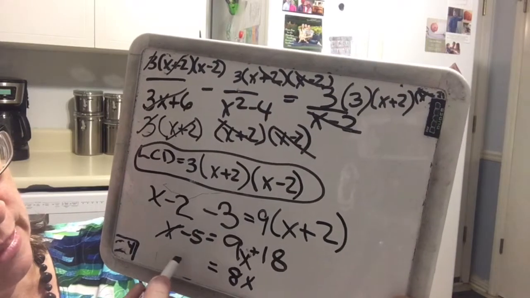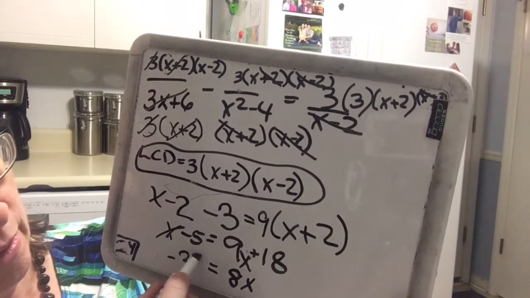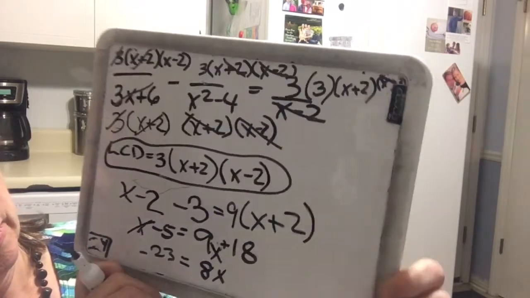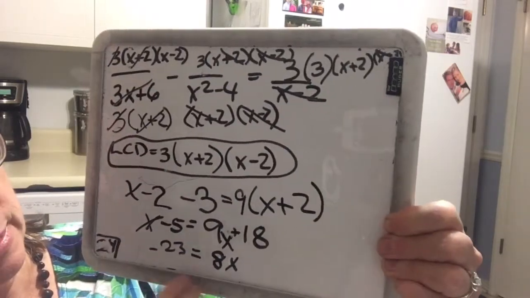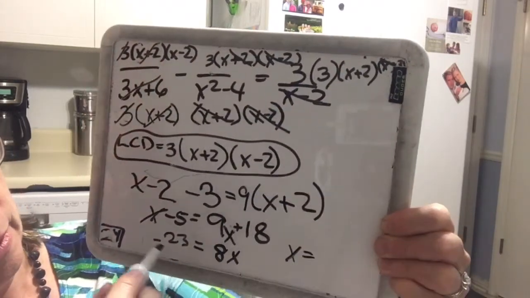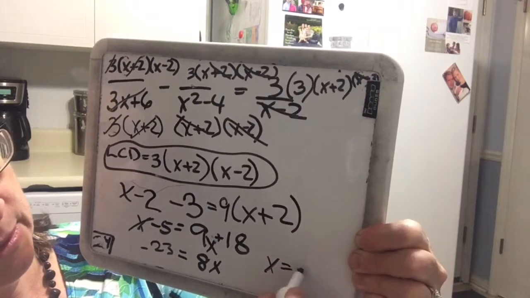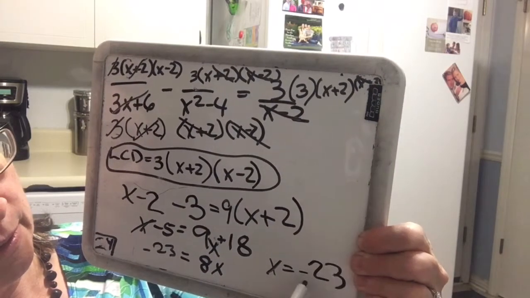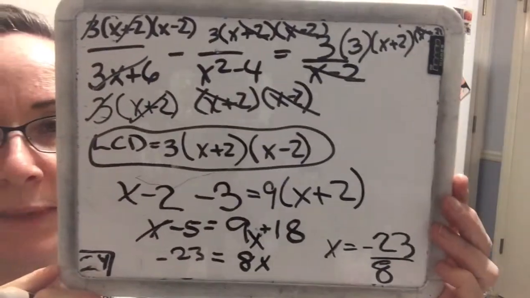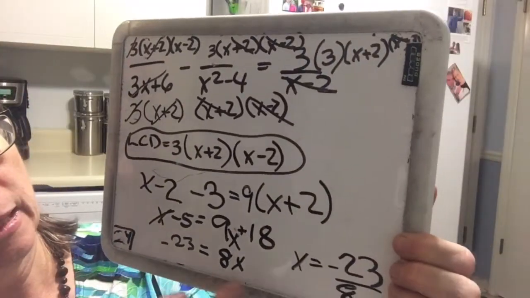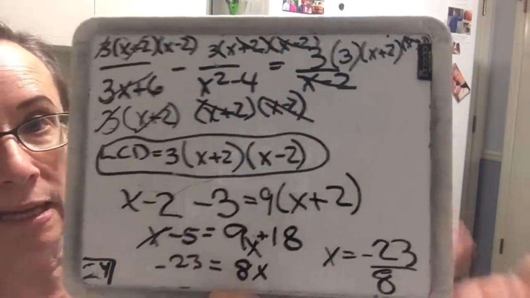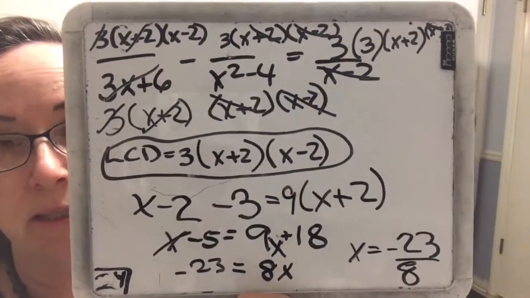So now this one is -23. And so my final answer for x is, I'm going to divide both sides by 8, and I get x equals -23 over 8. And that is the correct answer. Okay, notice that -23 over 8 does not make any part of the least common denominator go to 0.